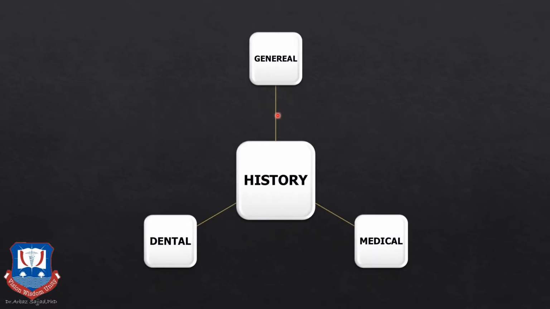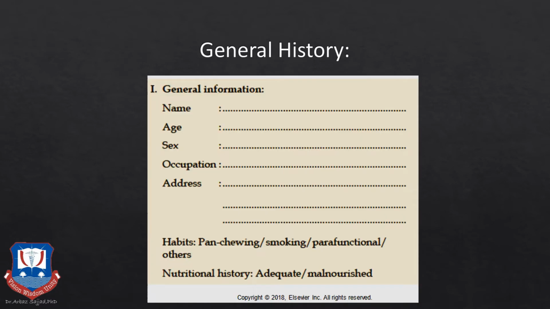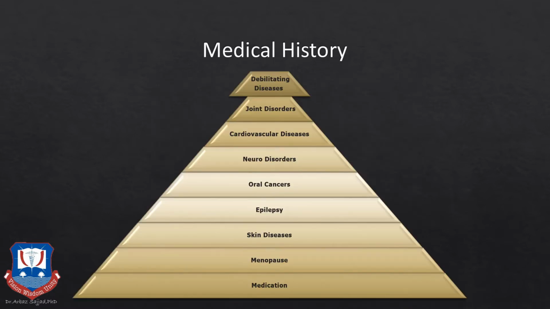So, history involves three aspects. First is the general history, the second is the past dental history, and third is the patient's past medical history. The general history usually covers the regular information that we use to fill forms, such as name, age, sex of the patient, occupation, address, and whether he has any habits like smoking, pan chewing, or any other parafunctional habits such as masochistic habits. How is the patient's nutritional history, whether it is adequate or the patient is malnourished? This gives us a general idea of the patient's status and will help indirectly in the treatment plan. Next, coming to the medical history.